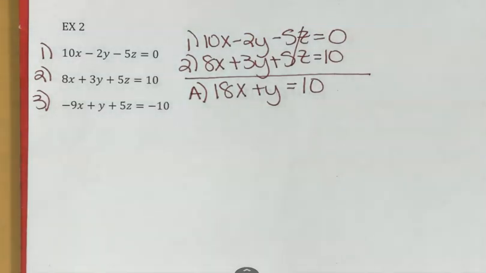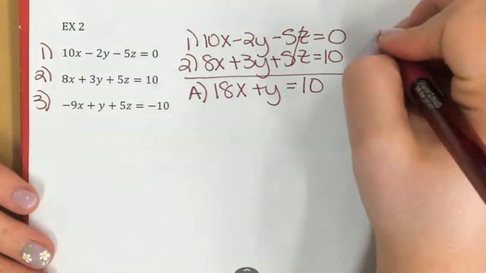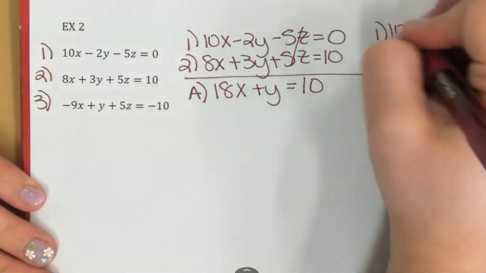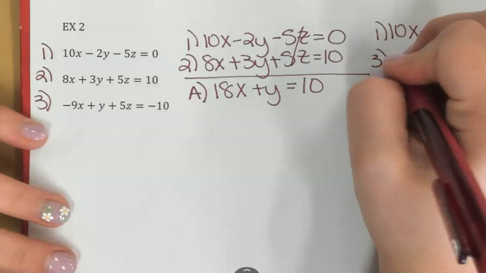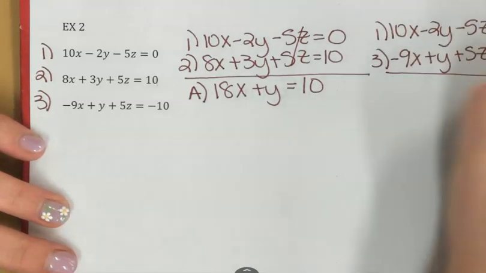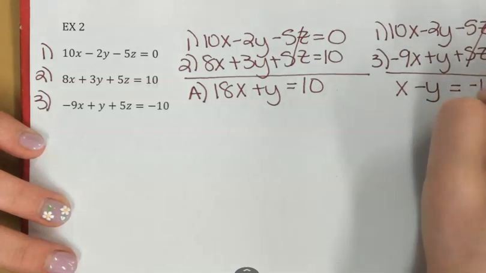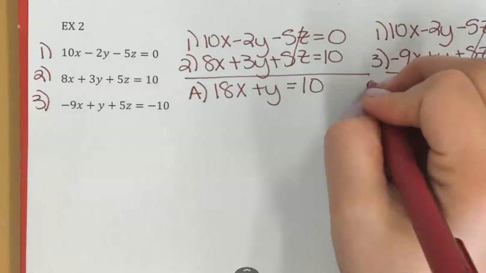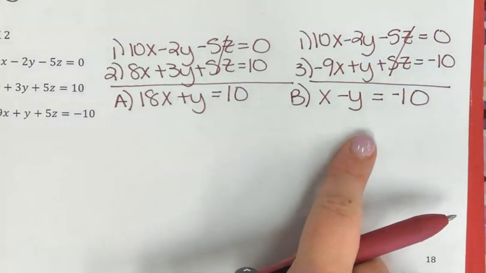There's equation A. Now, because I canceled z, I need to be able to cancel z again. And if I'm looking at my equations, if I combine 1 and 3, my z's will cancel again without me having to do any multiplication. So 10x minus 2y minus 5z equals 0. Minus 9x plus y plus 5z equals -10. So x minus y equals -10. Now that I have equation B, sorry if you didn't see that. Now here's your equation B.